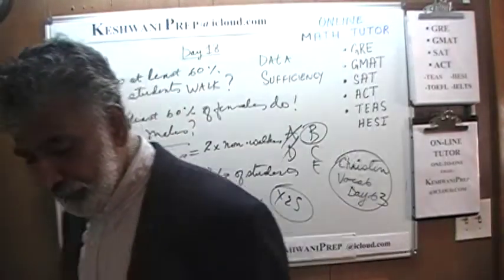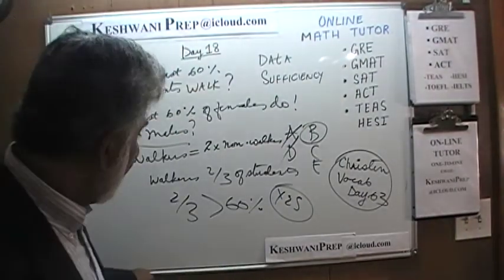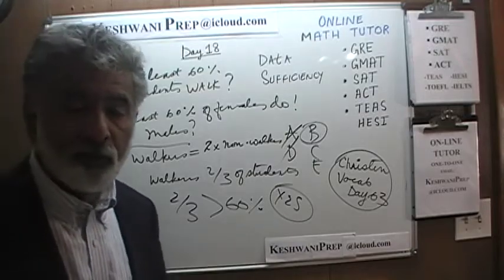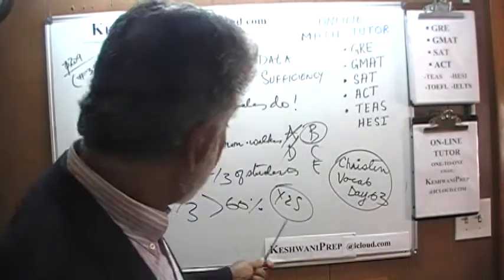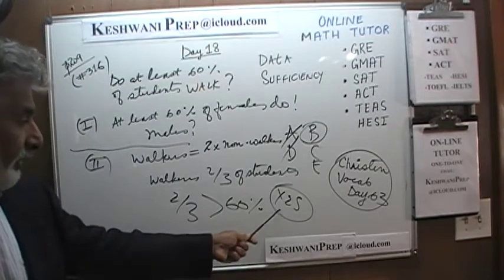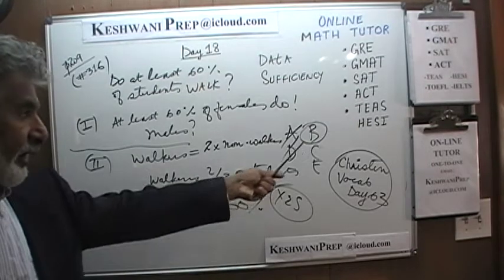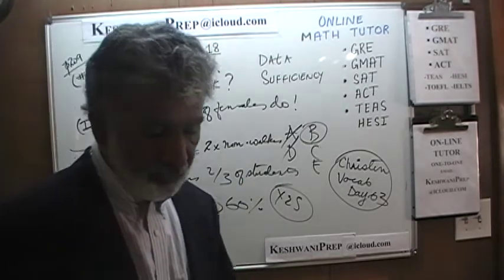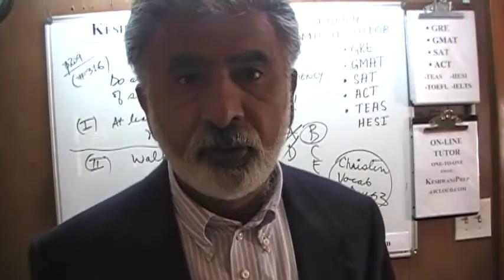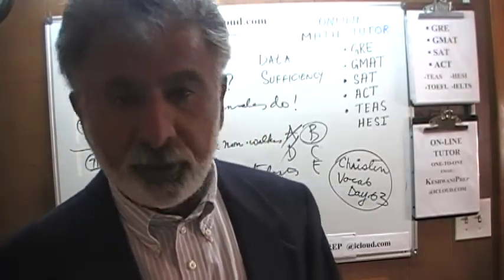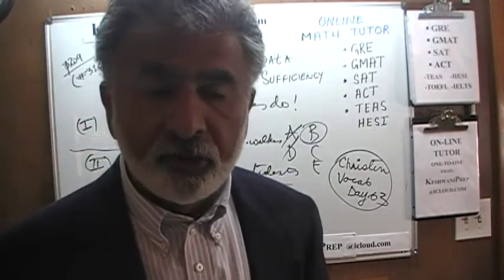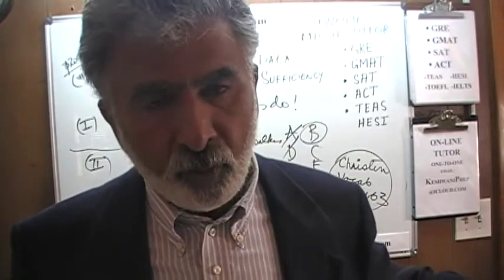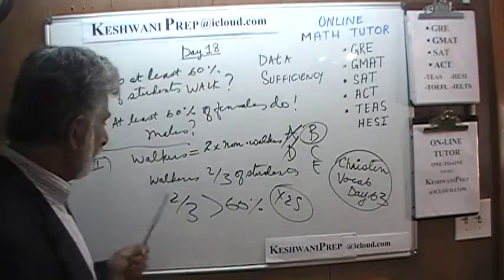The answer is B, not because we are able to give the answer in the affirmative, but because we are able to give an answer. Even if it turned out that the answer were no, still the answer would have been B, because the question was, do we have sufficient data to be able to answer the question either in the affirmative or negative? Here it just turns out that the answer is affirmative. Yes, we do know now that at least 60% of students walk to school, because we are told 2 times as many students walk to school as the ones who don't walk, which means 2/3 of them walk. More than 60% walk.